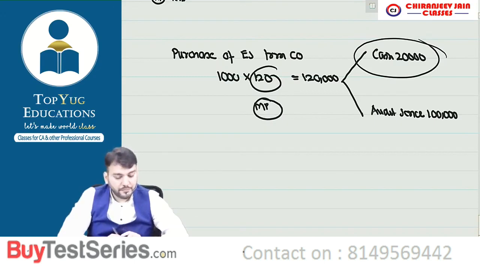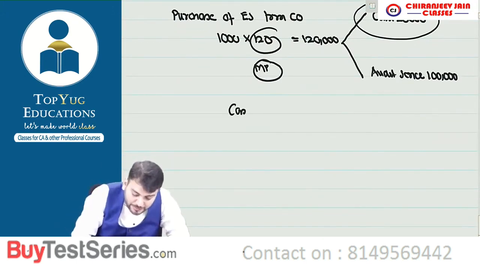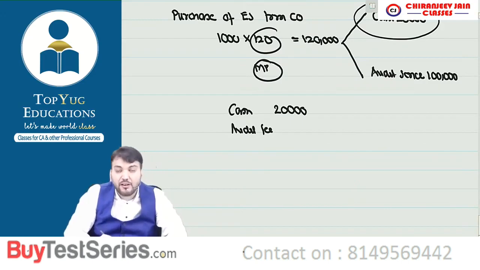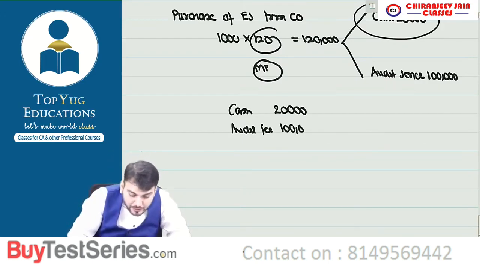Correct. So what journal entry? Cash, how much received? 20,000. Audit fee, how much? Audit fee, na, like chartered accountants are not employees. Why did you write salary? Audit fee, how much? 1 lakh. To what? Equity share capital 1,20,000.